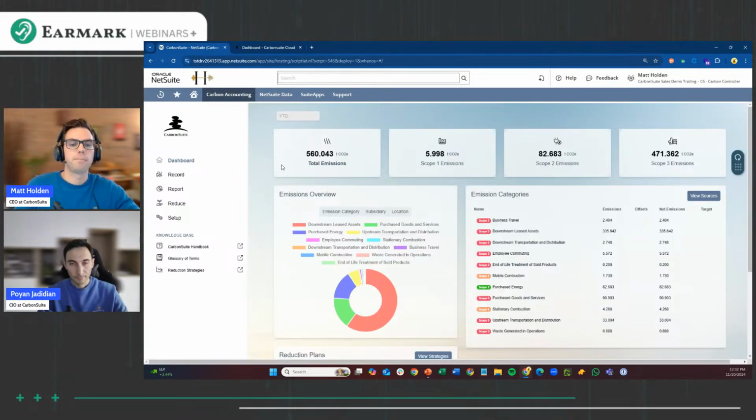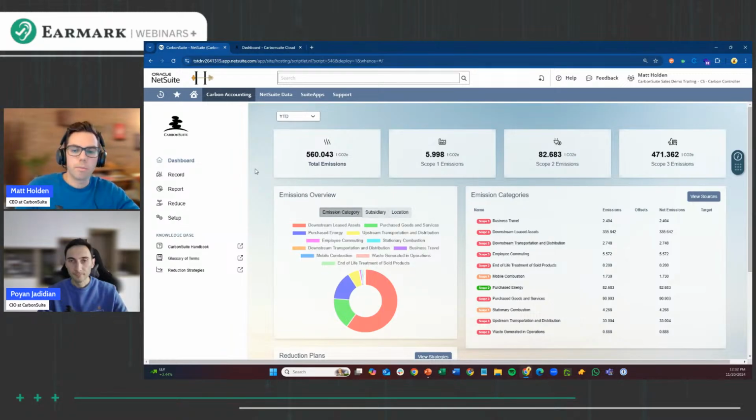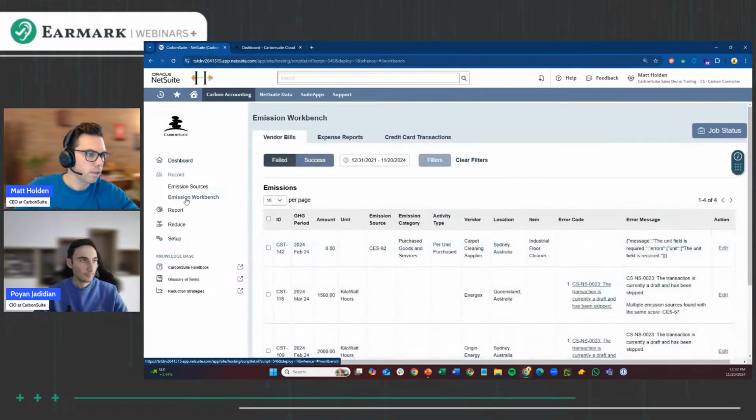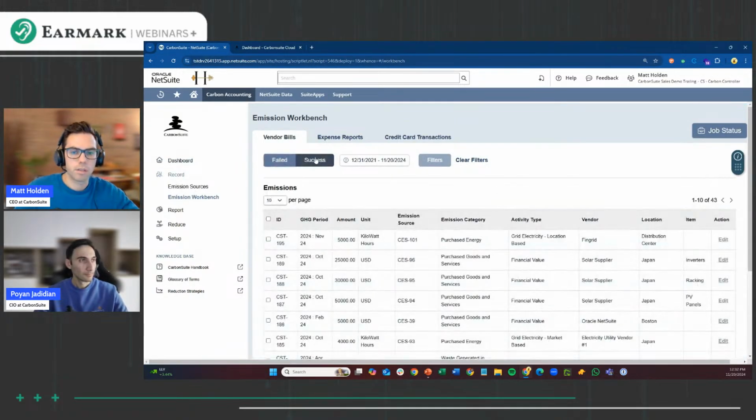Okay, there we go. So your carbon accounting dashboard is the functional place where you're doing the work to calculate these emissions and following the steps of the automation, right? So coming into our emission workbench, which I think I showed on the screen there before, this is the reconciliation page, right? That's going through your different transactions in the ERP system, and it's calculating the associated emissions.